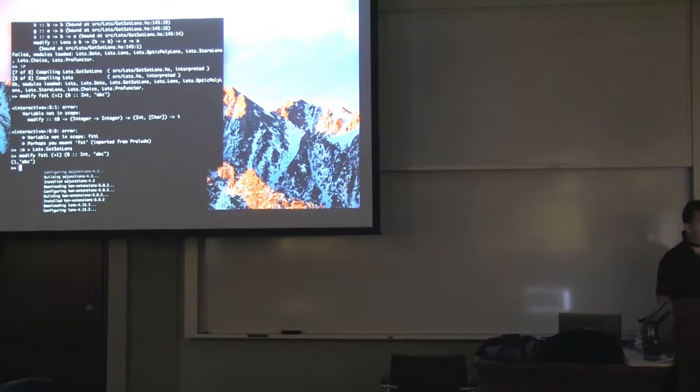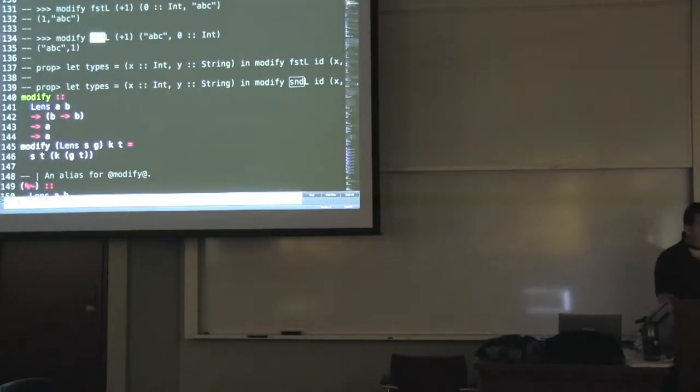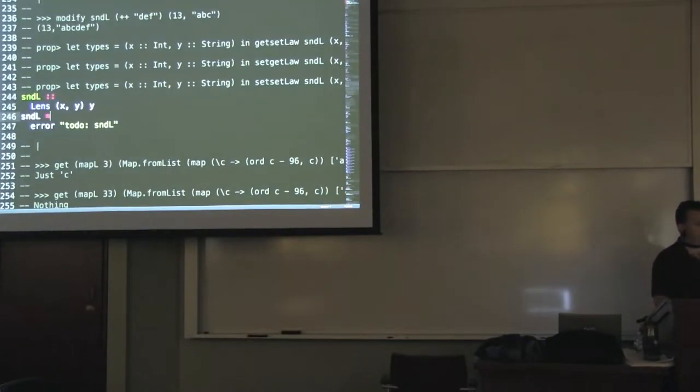All right, seems to work. I took the pair of 0 and ABC and I said, please add 1 through the lens, and I got back the value having added 1. I think the other one I'll do is the second, which is very similar. Update the second side of the lens.